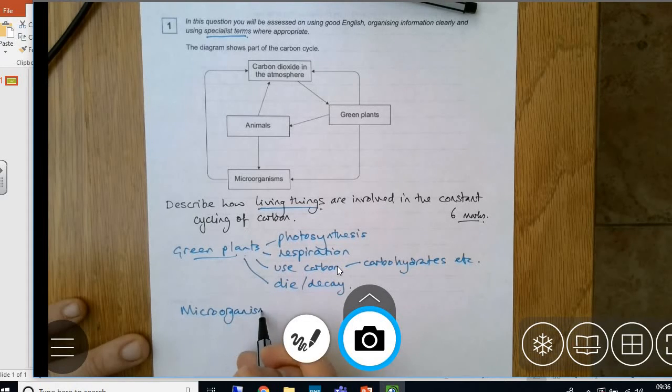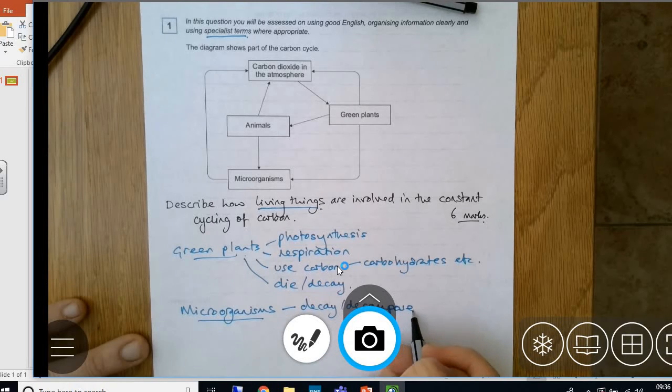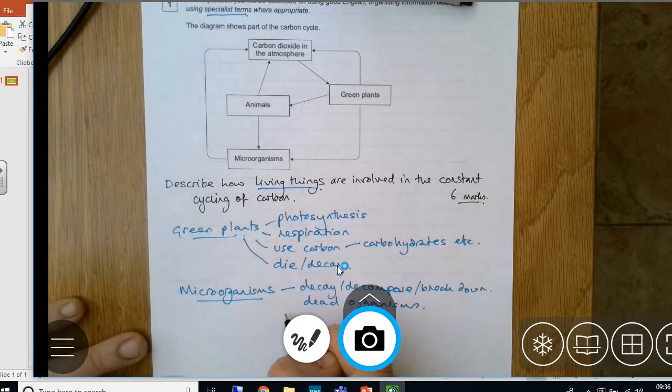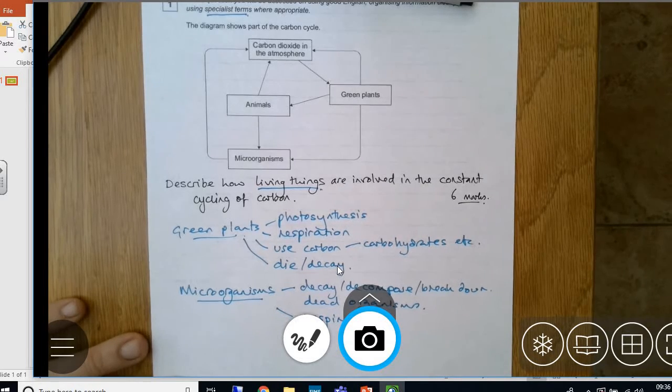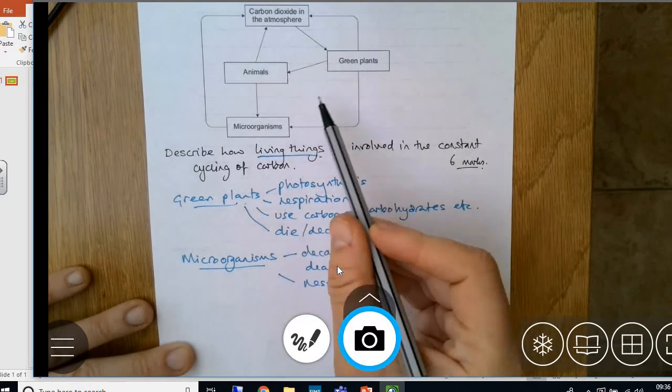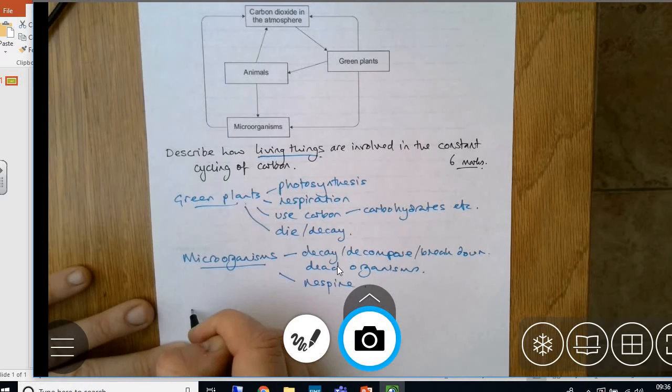So let's take a look at microorganisms now. What do microorganisms do? Well, they are the things that decay or decompose or break down dead organisms. But microorganisms don't only do that, they also of course respire. So that's two parts of our carbon cycle.